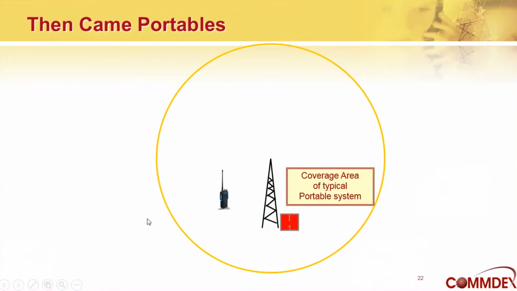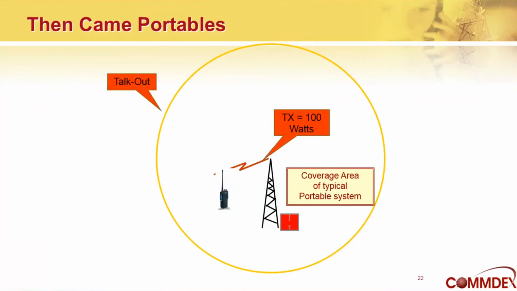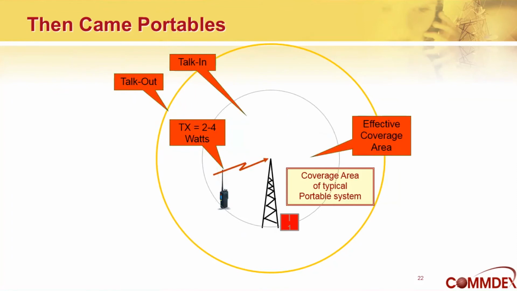So, portables. When portables came along, we no longer had equal talk in and talk out. So now we have portables that put out 2 to 5 watts, and they're not going to do as well. And so we have a discrepancy between our talk in and our talk out coverage areas. That was a problem.